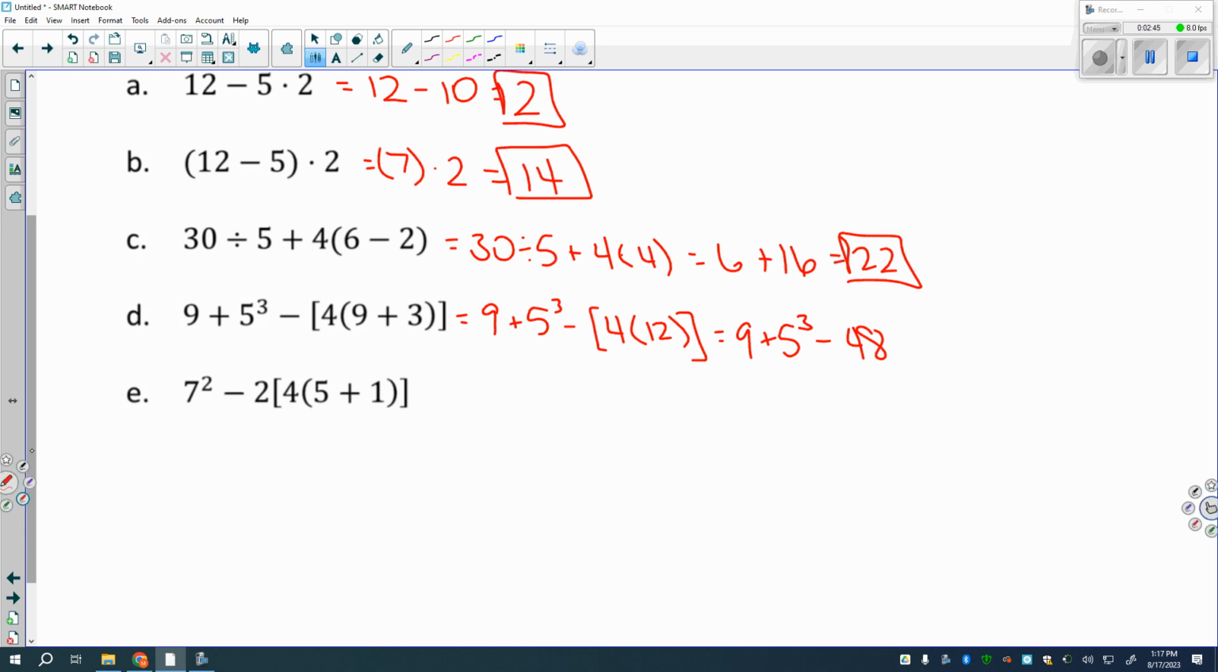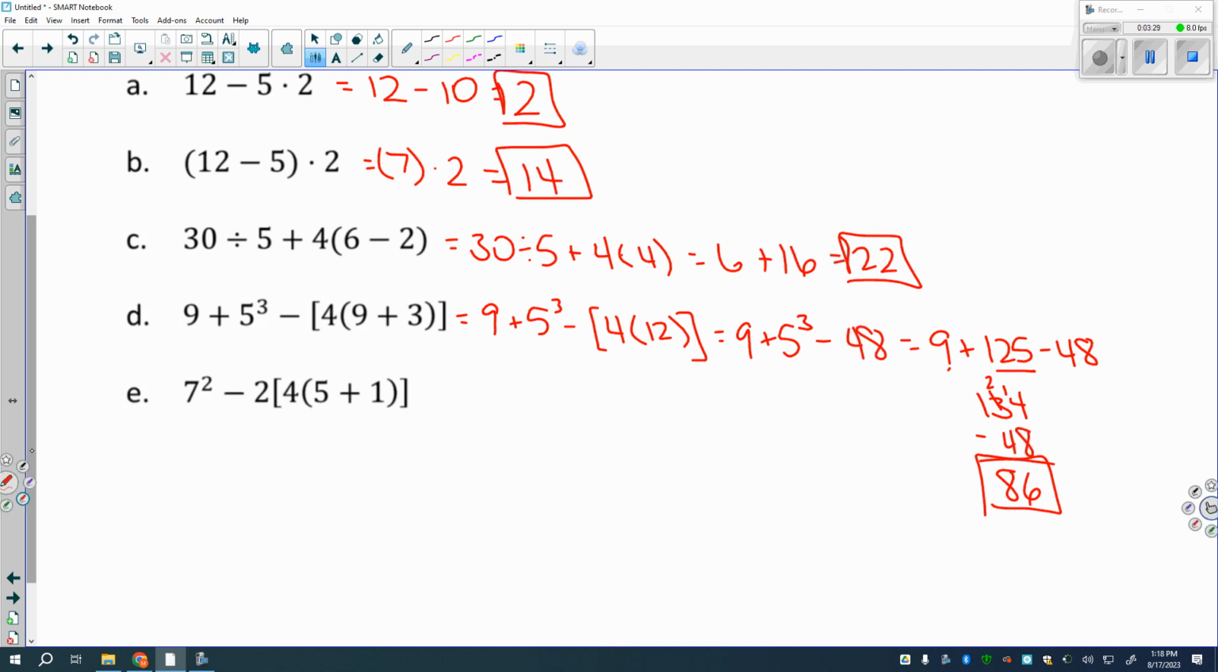Now, any exponents. 5 to the third is 125. And now I go through in order, left to right, with any multiplying and dividing. I don't have any. And then adding and subtracting, left to right. So I do 9 plus 125 is 134 minus 48. 134 minus 48. You have to write things out so that you can get that. You can do your subtraction, you get 86.